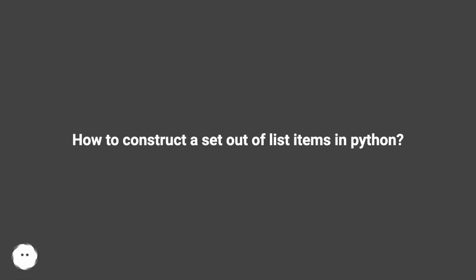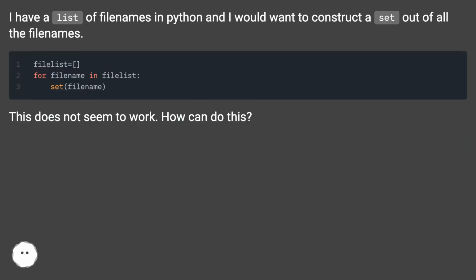How to construct a set out of list items in Python. I have a list of file names in Python, and I would want to construct a set out of all the file names. This does not seem to work. How can I do this?